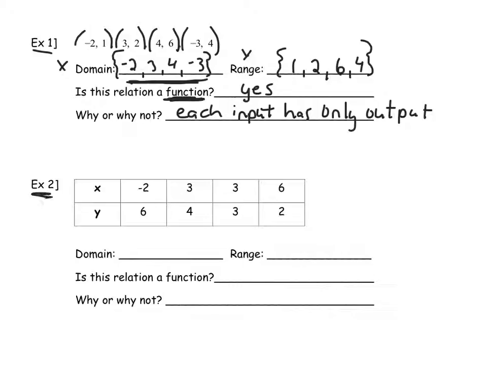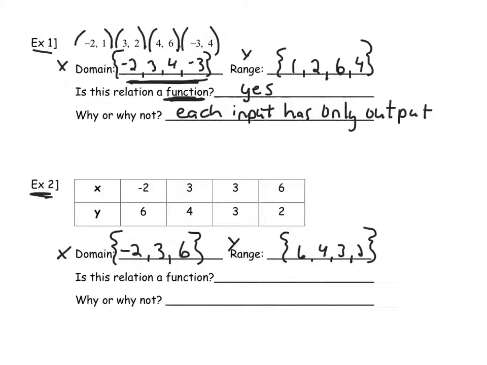All right, so let's look at example 2. Now this is a t-table right here, and we want to list our domain. So our domain, we're going to list them: -2, we put our braces around it. Then I have a 3 twice, and I only write it down once. And then I have a 6. So only write the numbers down once if they repeat. And then the range is going to be your y values. So remember, domain is x, range is y. So y is going to be 6, 4, 3, and 2.